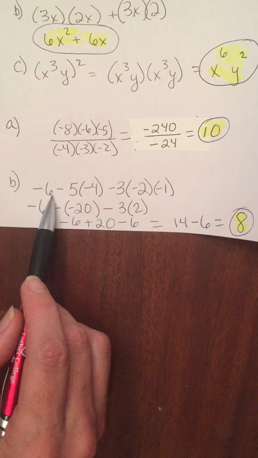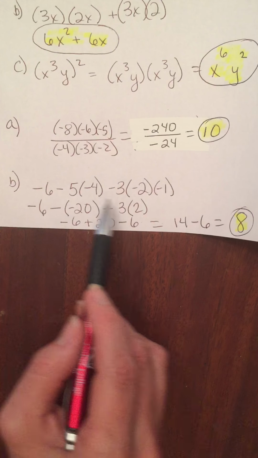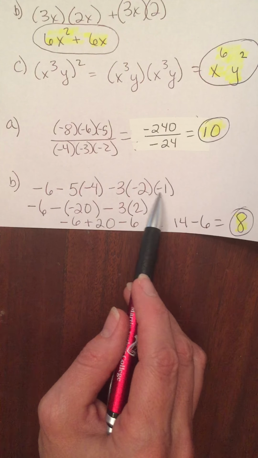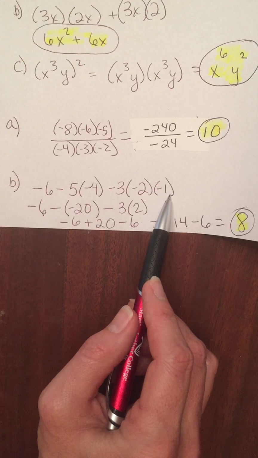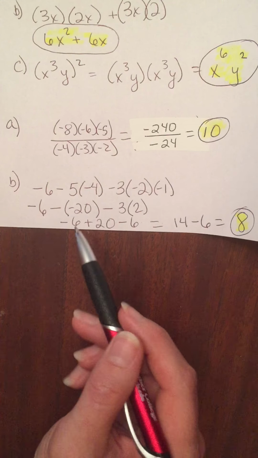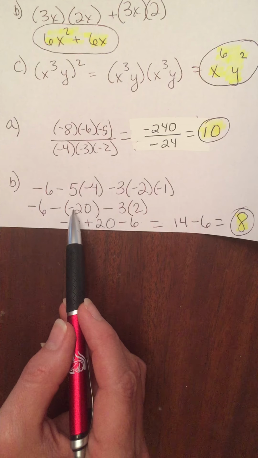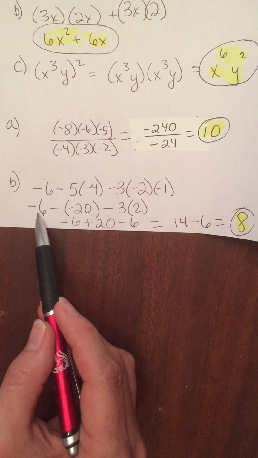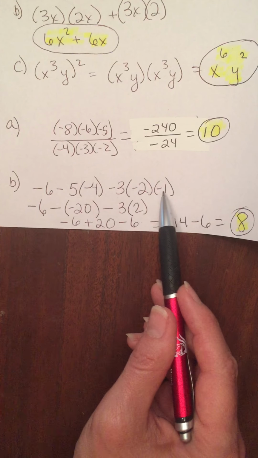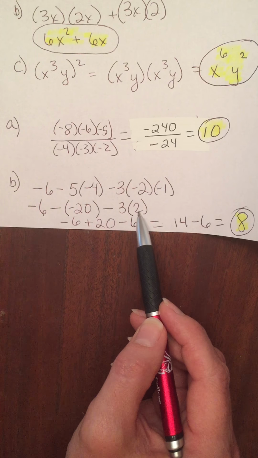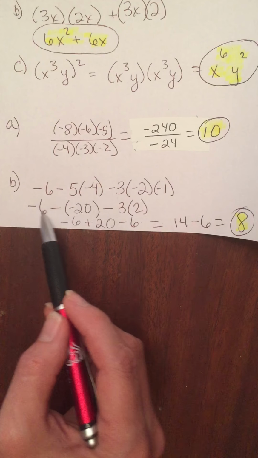Last one, negative 6 minus 5 times negative 4 minus 3 times negative 2 times negative 1. Order of operations comes into play here. I'm going to multiply before I do the adding and subtracting. 5 times a negative 4 gives me negative 20. So then I just rewrote here. Negative 2 times negative 1 gives me a positive 2. Okay, so now I have this.